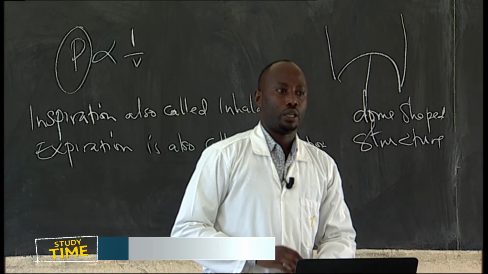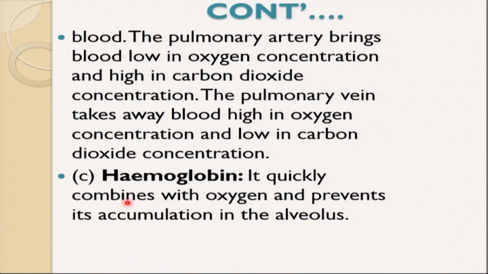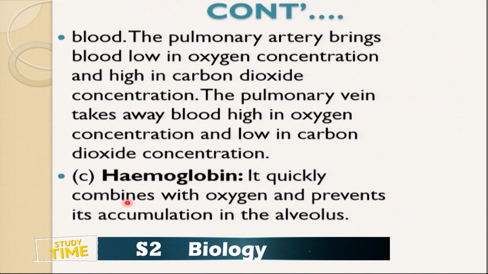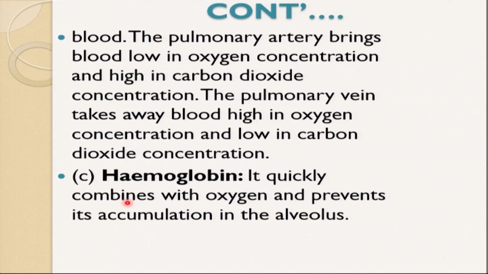Number three, we talk about the blood vessels. The pulmonary artery brings blood low in oxygen concentration and high in carbon dioxide concentration. The pulmonary veins take away blood high in oxygen concentration and low in carbon dioxide concentration. So the pulmonary artery brings deoxygenated blood, then the pulmonary vein brings oxygenated blood. That is the common difference.